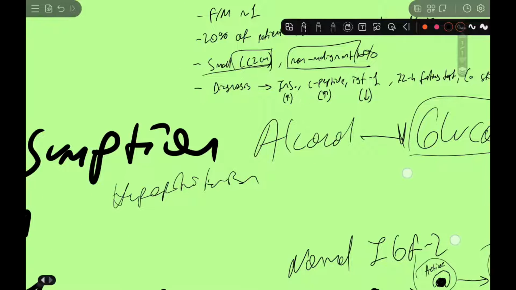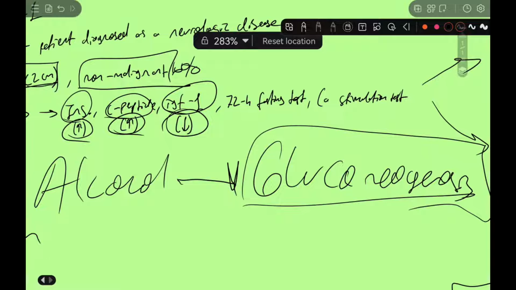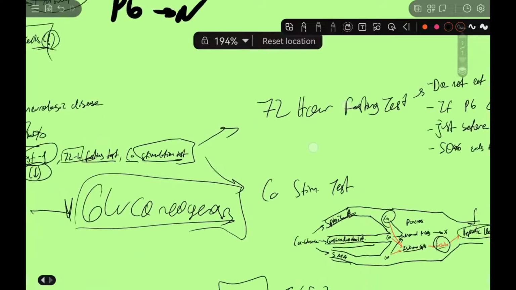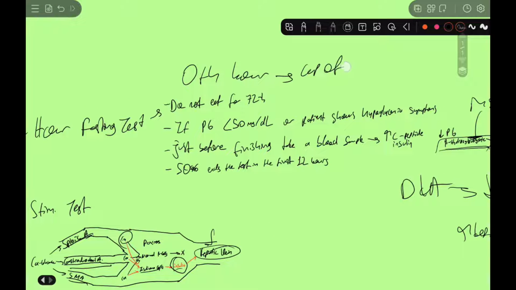So for diagnosis, we need to check insulin levels, C-peptide levels, and IGF-1 levels. We need to find high insulin, high C-peptide, and low IGF-1 levels. We can also use some tests for diagnosis, which are the 72-hour fasting test and the calcium stimulation test. In the 72-hour fasting test, patients cannot eat anything for 72 hours. At the beginning, we give them a cup of water with sugar and the test starts.